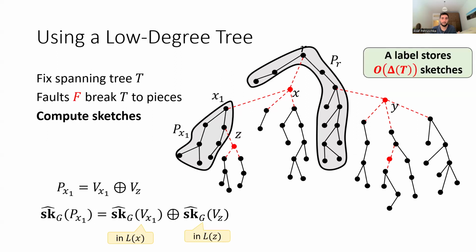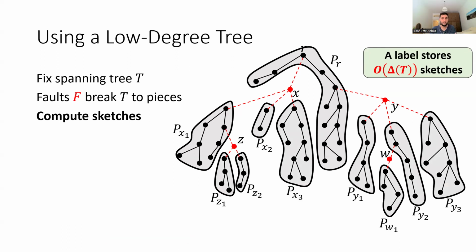So what this means is that a faulty vertex should store a sketch also for each of its children. And hence, a label stores about delta T different sketches, which is affordable when T has small degrees. Okay, so we continue in this manner, and you can use the labels to compute all the sketches for these different pieces.